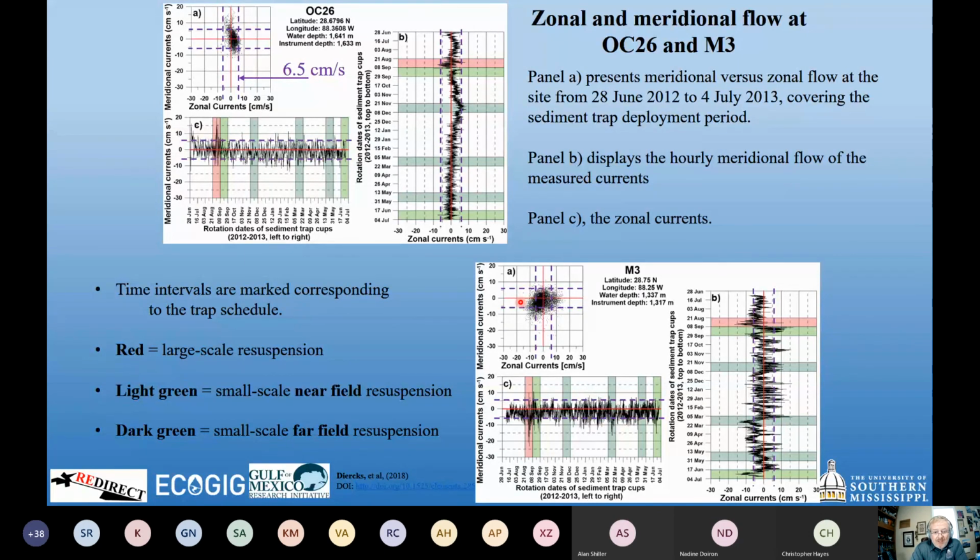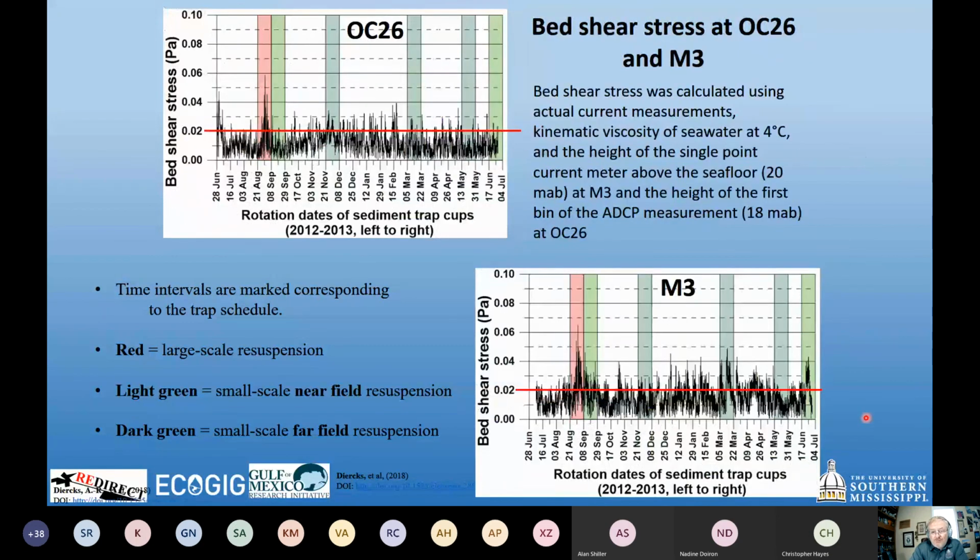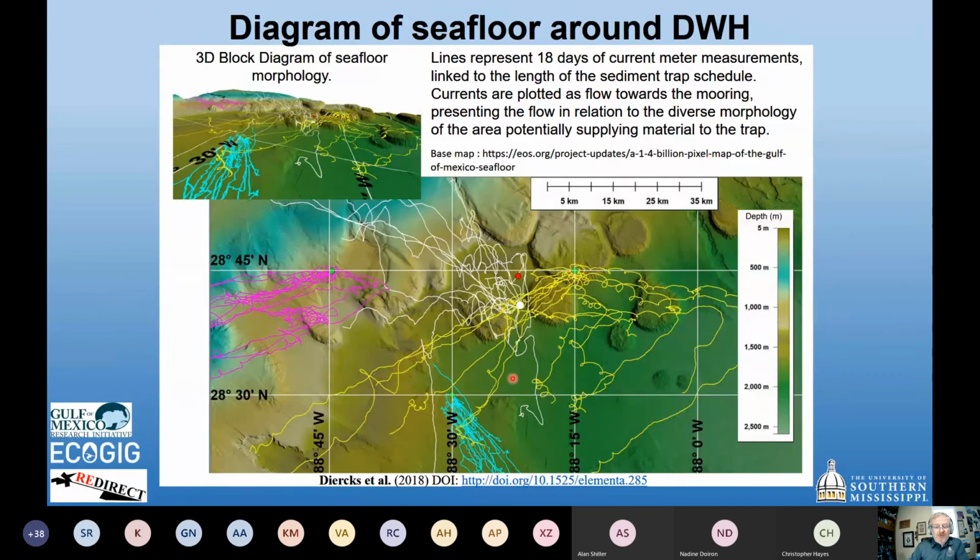And so the data that we collected from the ADCP, as well as the geyser moorings, are indicative that we can have resuspension induced by these currents on the seafloor. And we calculate bed shear strength at both sites. Again, the time intervals where we see the highest bed shear strength events coincide with the resuspension events we calculated. I'm going a little quicker through this whole thing.